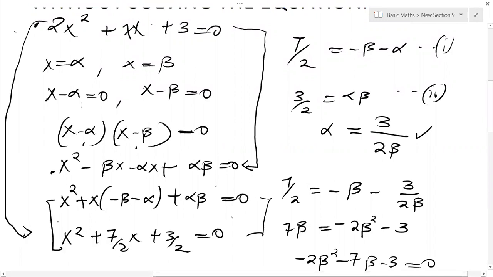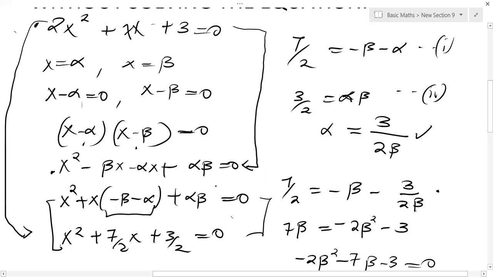So clearly here, 1 corresponds to 1, x squared to x squared, x to x, and it implies that minus beta minus alpha corresponds to 7 over 2 and alpha beta corresponds to 3 over 2. So 7 over 2 is equal to minus alpha minus beta, and then 3 over 2 is equal to alpha beta. So these are two simultaneous equations. We can solve them by substitution. Making alpha the subject of the formula in equation 2, we get alpha is equal to 3 over 2 beta. Then replacing this value in equation 1, we're going to have 7 over 2 is equal to minus beta minus 3 over 2 beta.